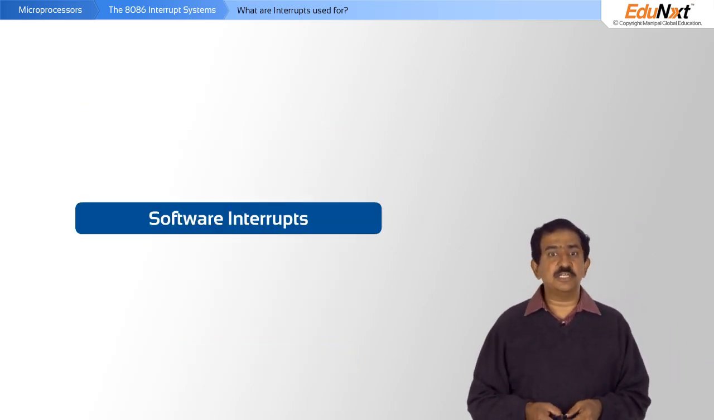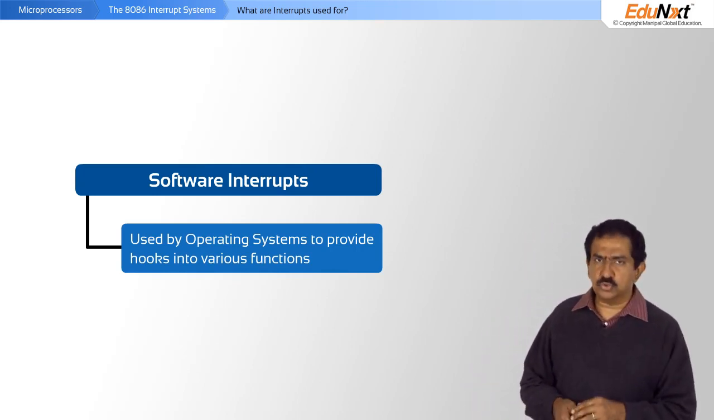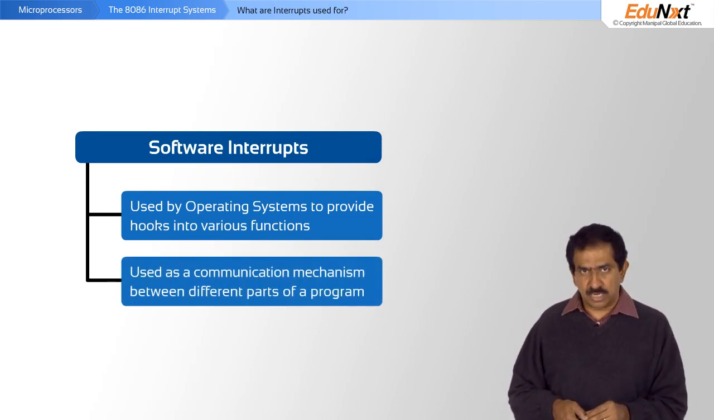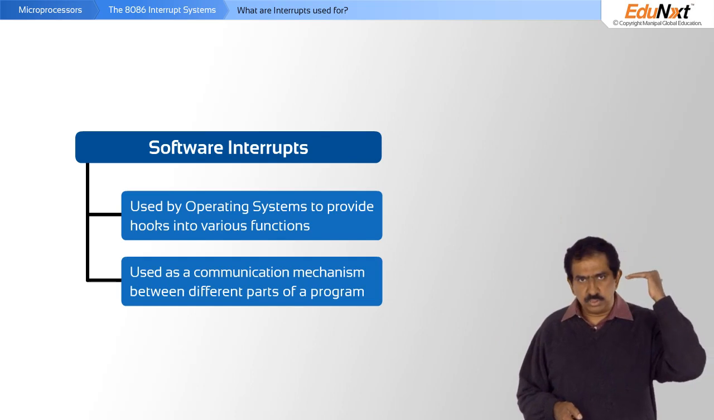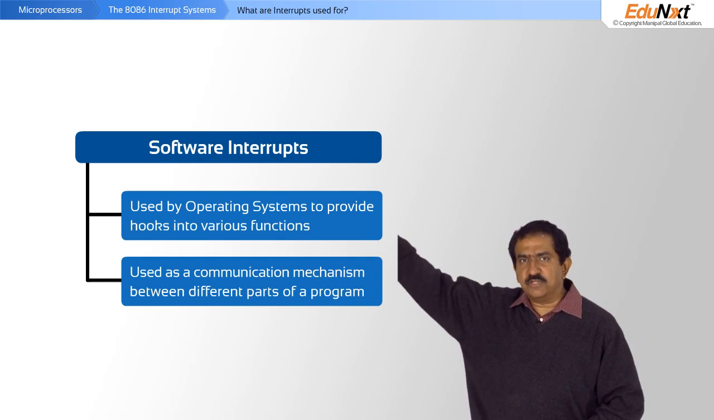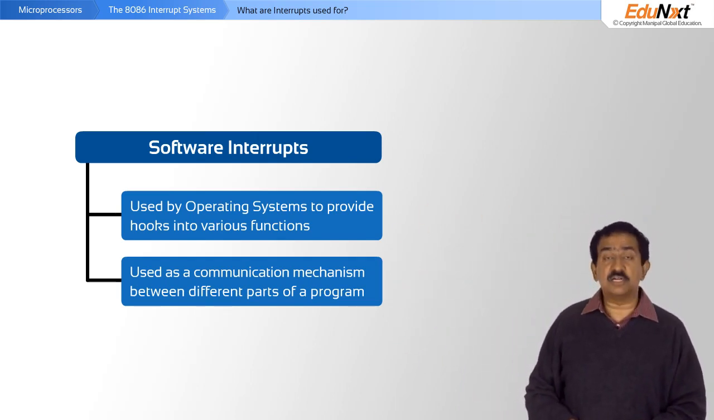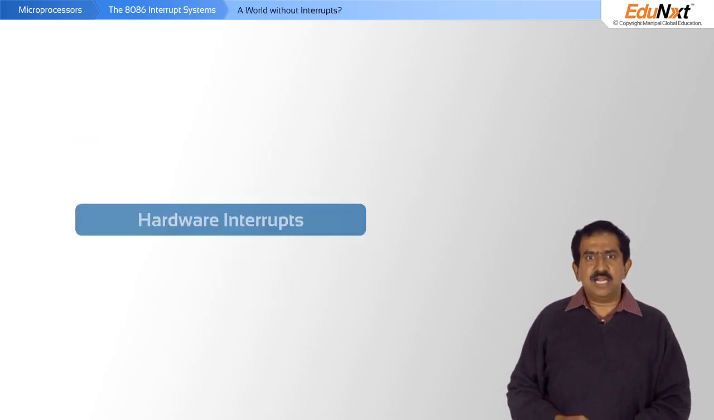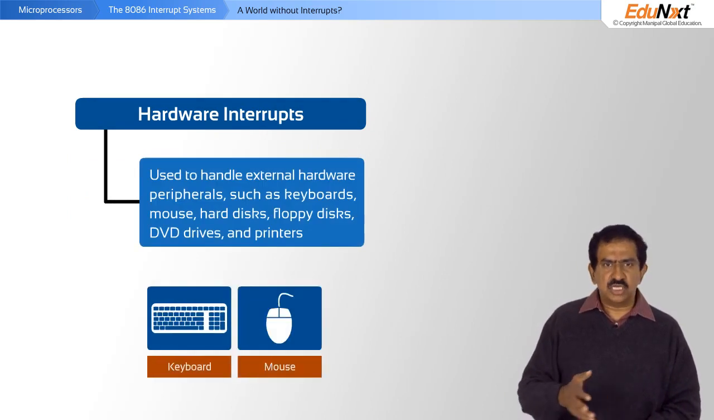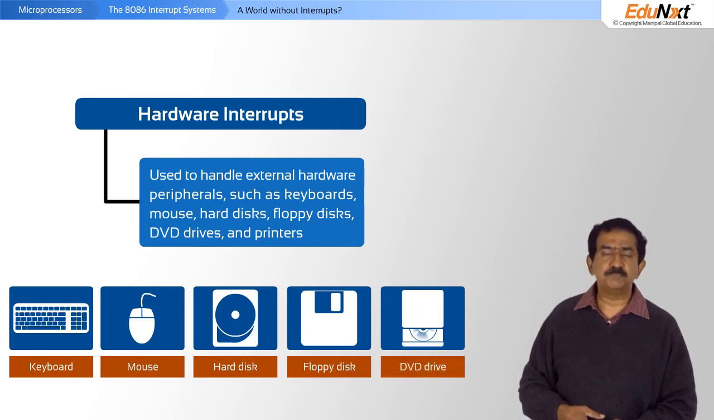Software interrupts are primarily used by operating systems. So if you wrote a disk operating system, Windows, etc., they would use software interrupts. They could also be used as a communication mechanism between two parts of a program. During one part of the program, you execute a software interrupt, and the software interrupt service routine does something in memory which the second part of the program can read from later on. Hardware interrupts are external, they really come from external devices, keyboards, mouse, hard disks, floppy disks, DVD drives, and so on and so forth.